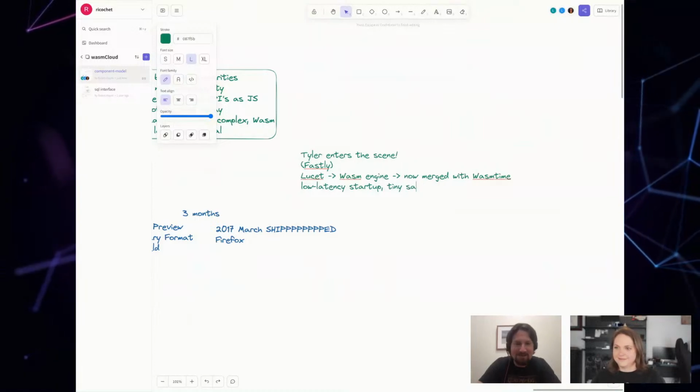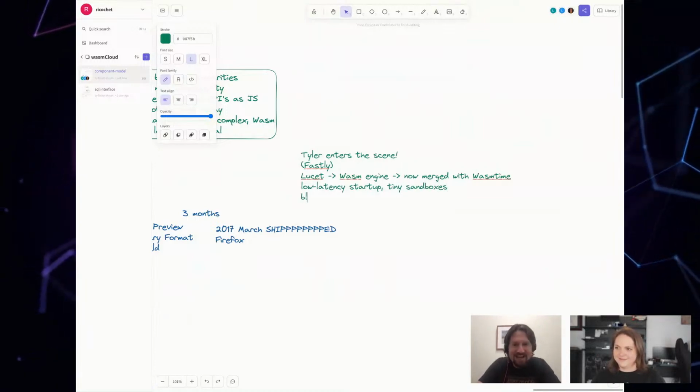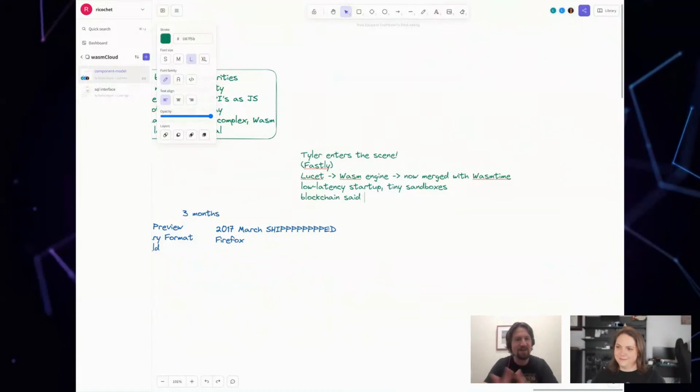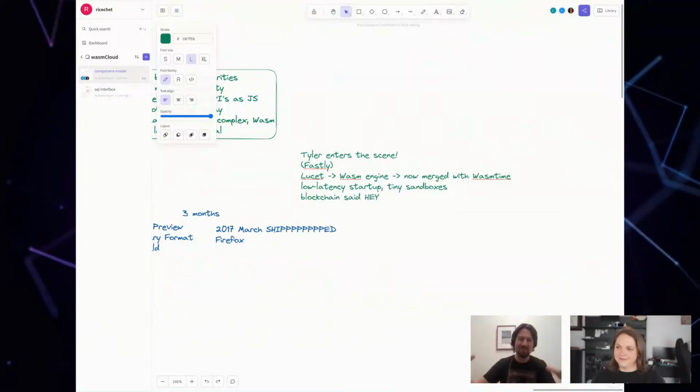And the second thing was blockchain people started showing up really early. And I remember I think Parity was one of the first, and then a bunch of them grouped together and they gave us a joint presentation.